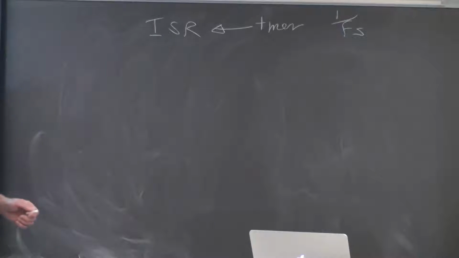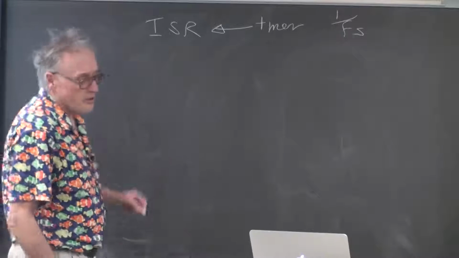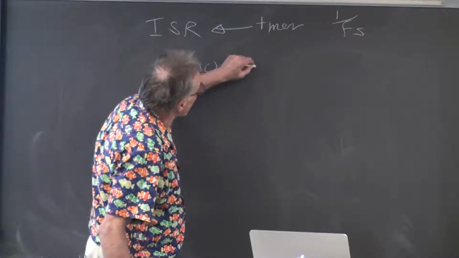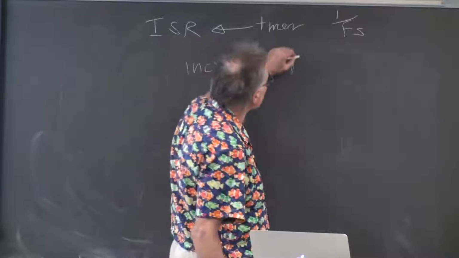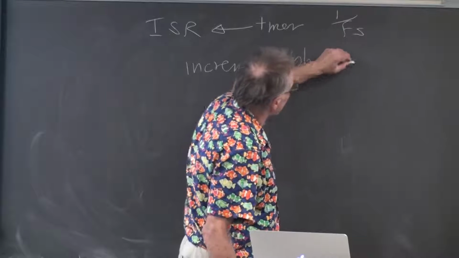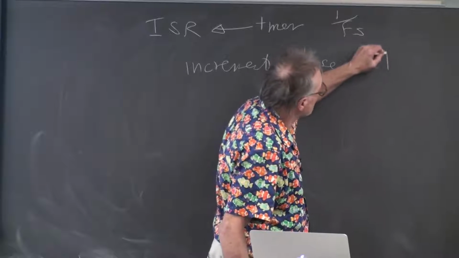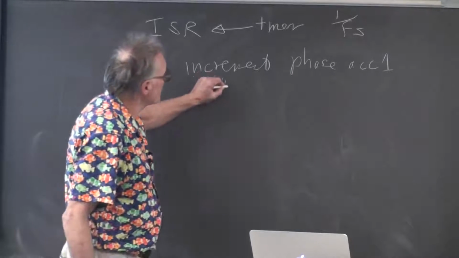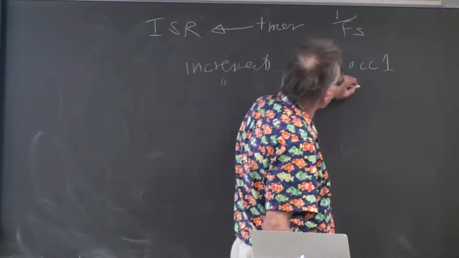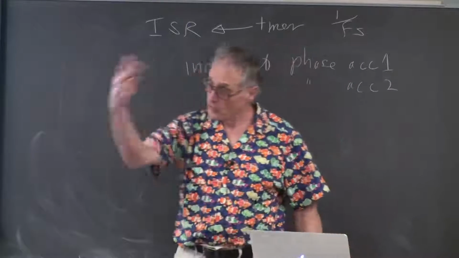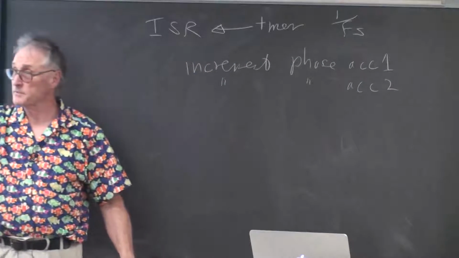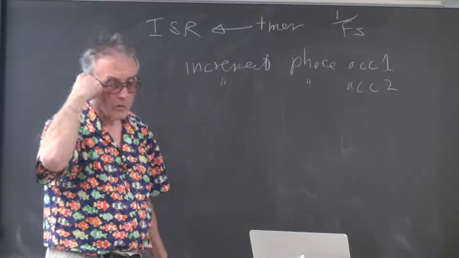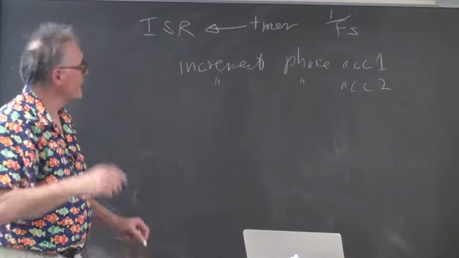So what do we need to do in the timer ISR? Well, we certainly need to increment some phase accumulator, and let's call it accumulator 1. We need to increment phase accumulator 2 because we need 2 sine waves at different frequencies.